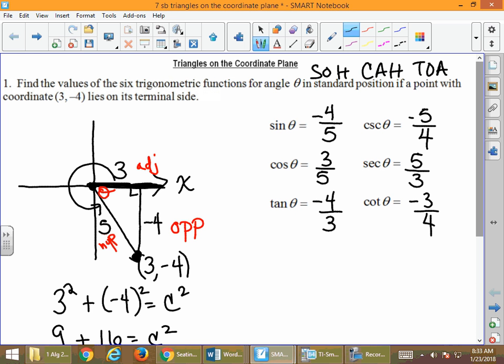Again, on these problems, we need to get the triangle drawn correctly. If we can get the triangle drawn, then hopefully, in the scheme of things, coming up with the different functions will be much easier than it could be without the picture. Let's try another.